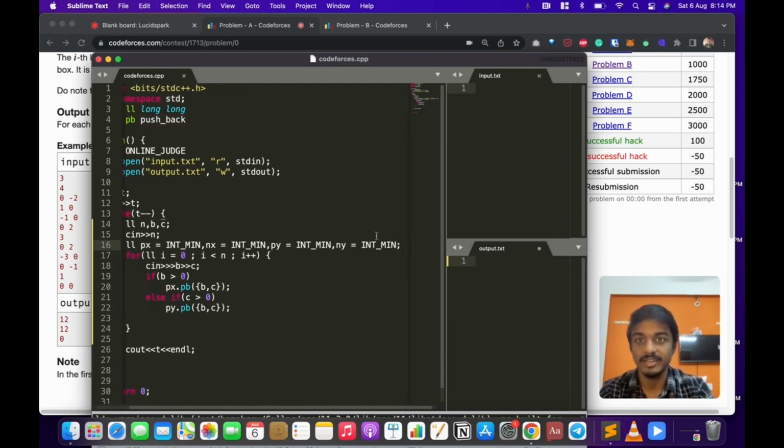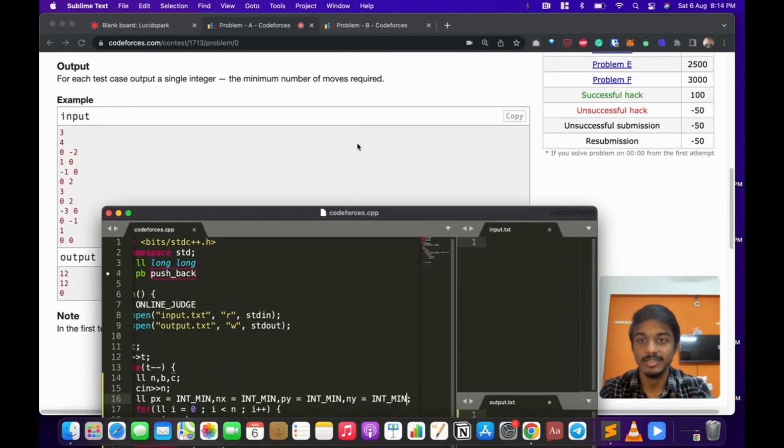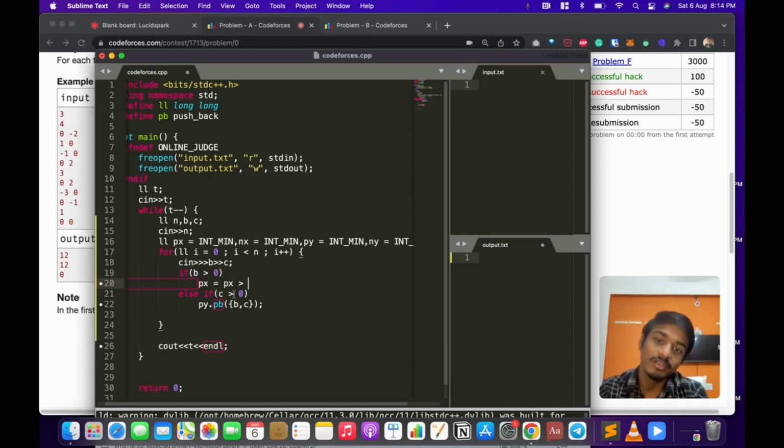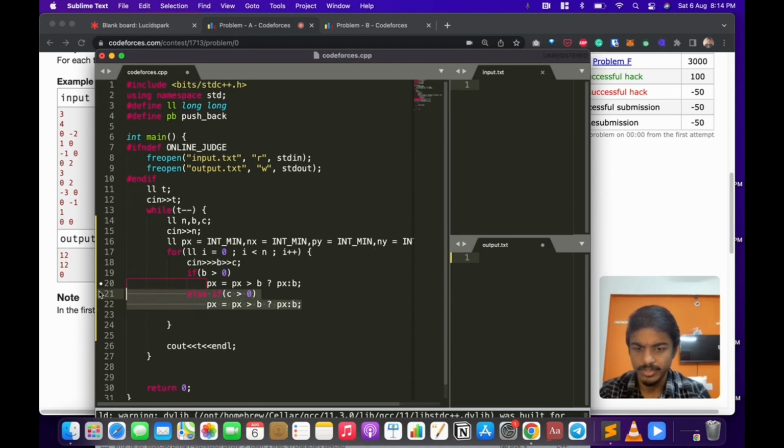So they told 100, right? 100 means the range is minus 100 only, so no problem. We can do int min, then px equal to max of px. Max function won't work for ll. Px is greater than b, then px or b. Similarly for everything. So just copy it, paste it.